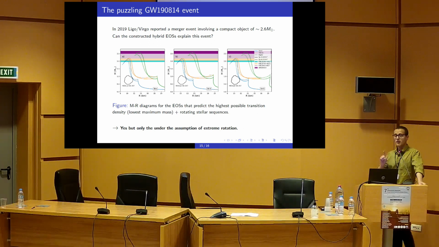And actually, the rotation that I'm showing here is uniform rotation. So we assume that the angular velocity has a uniform distribution. These objects actually are expected to be rotating differentially, which increases even more the maximum mass predicted. So this is a conservative estimation for the maximum mass if this is the formation scenario.